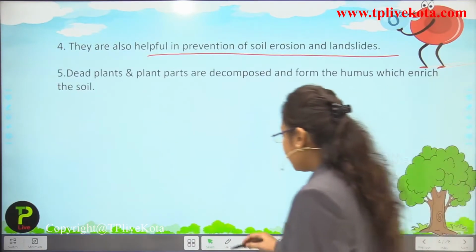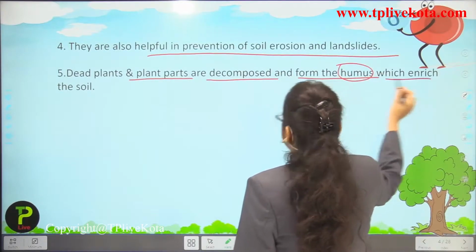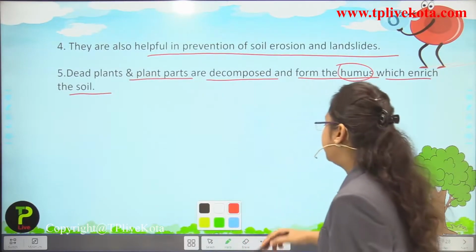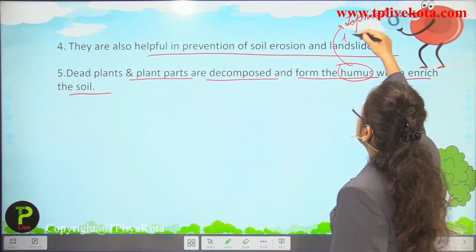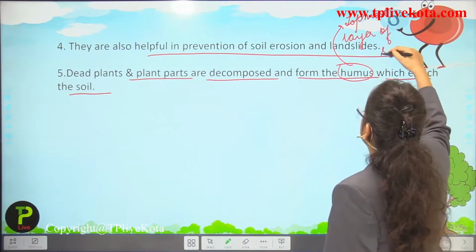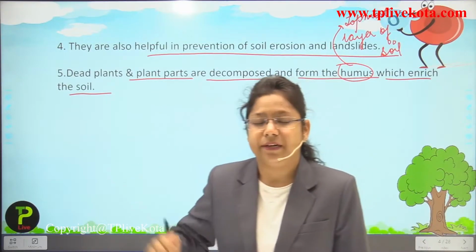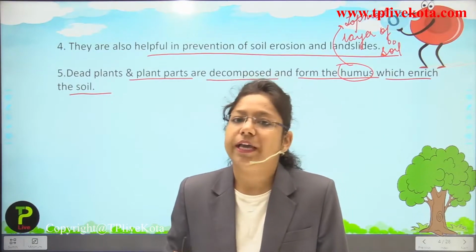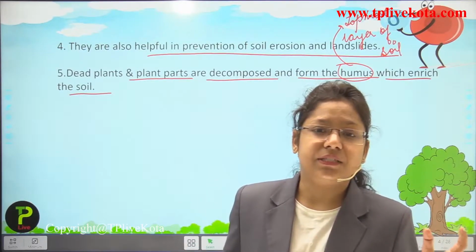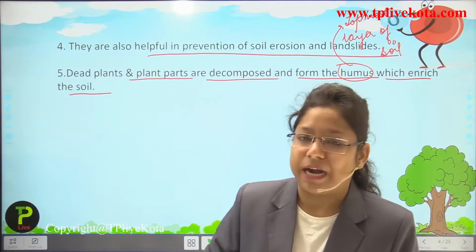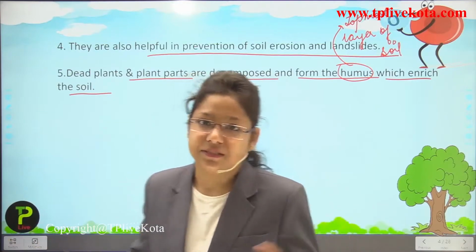Next point, dead plants and parts are decomposed and form humus which enriches the soil. Now, what is humus? Humus is the topmost layer of the soil. So, you can see here, if the plants or the animals die, now what will happen? The decomposers will attack them, decompose them and release the nutrients present inside that dead matter. It will mix with the soil, making the soil rich in nutrients, that is humus.